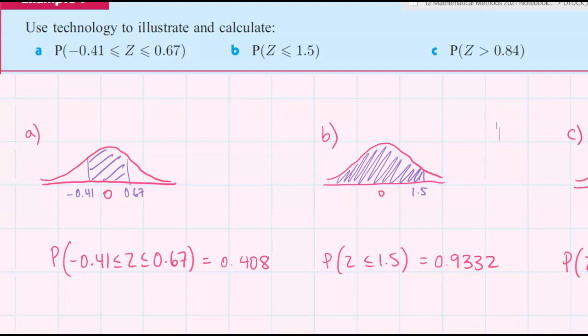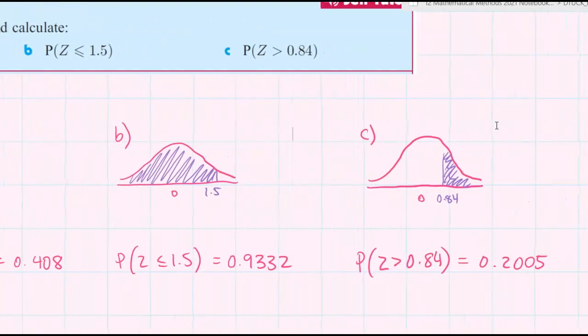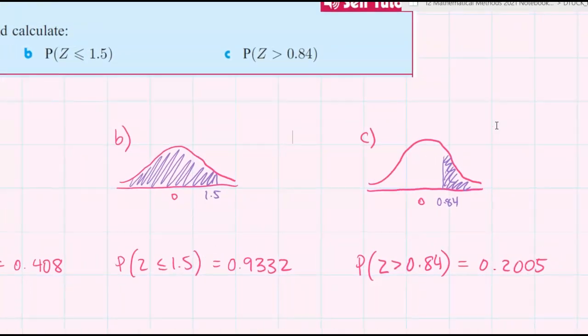Race him, Oscar, race him. Pressure's on. Yep, 0.2005. Okay, and if you got something like 0.7 for that, you would know, your diagram would help you know that you've made a mistake somewhere in there.